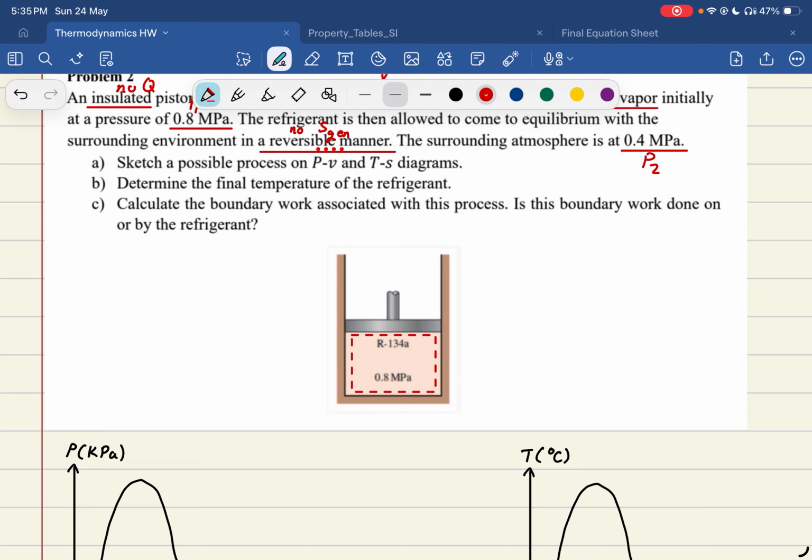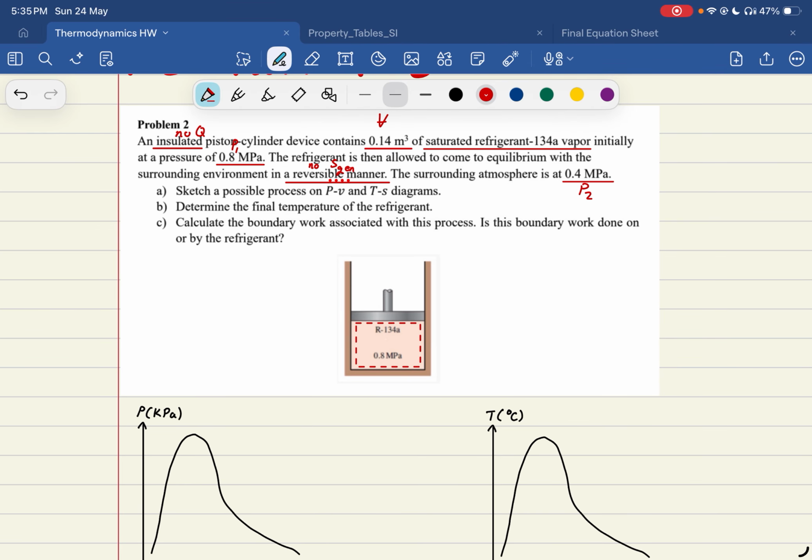Since it's a piston, we know our volume is changing. So let's look at the tables and go to R134a.